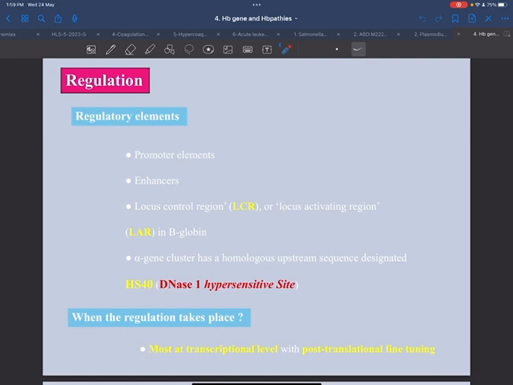And when the regulation takes place, most of it is at the transcriptional level, with post-transcriptional modification. What does that mean? Most of the time, the regulation is at the level of the transcription. And we have some regulation post-transcriptional or post-translational. هلا in fact بالنسبة للglobin story it starts when we have the hetero-euchromatin structure. كده بتتذكروا هذا الشيء.